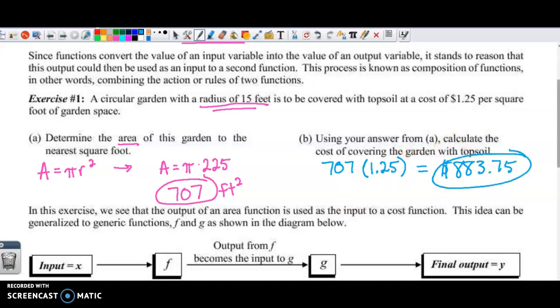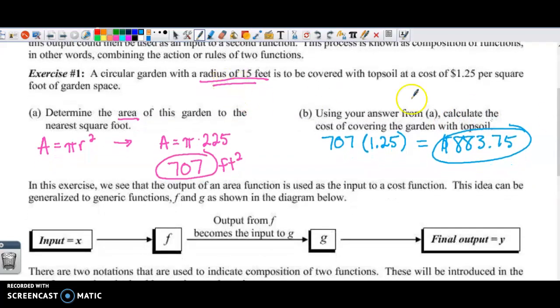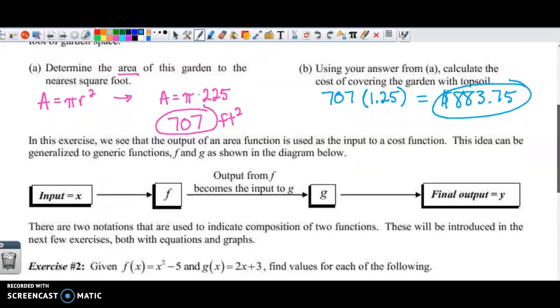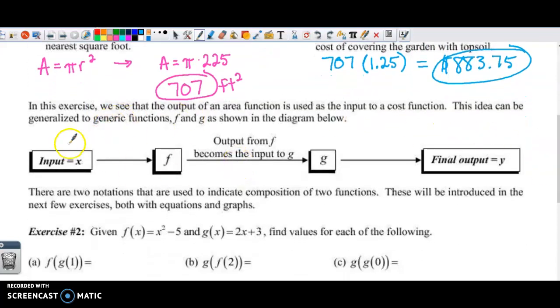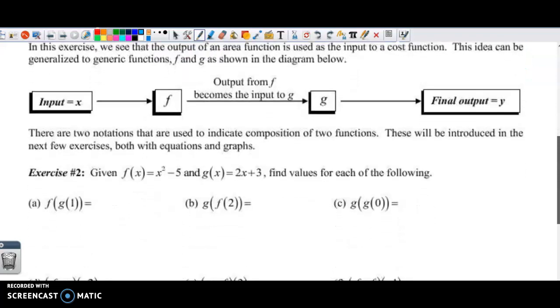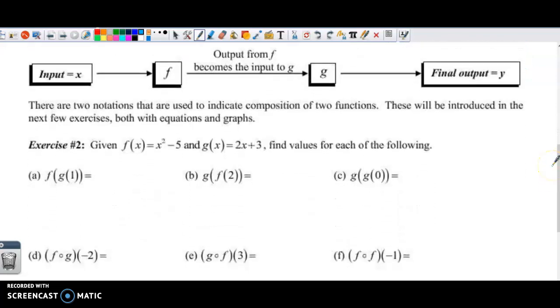So that's a pretty simple version of a composition function, two separate problems. And that's really the idea of a composition function: you put the x value in for f, you get an output, but then it becomes the new input for the other function, and then you get your final output. So how do you read this problem? We literally read it as f of g of 1.